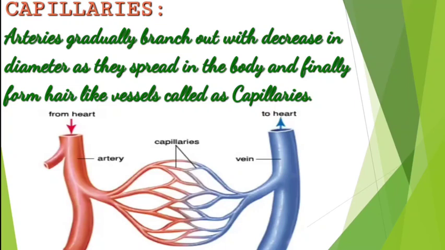Capillaries also unite together to form vessels of more diameter called veins. A capillary network is present in each and every organ. You can observe in the picture that from the heart, where the blood is coming, it is known as an artery, then it is divided into capillaries, and these capillaries get united and form a vein.